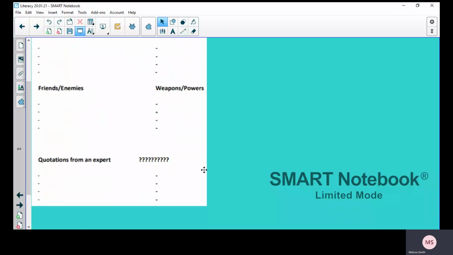And then the last section here, where you've just got the question marks, I want you to think of any other additional information. So anything about your monster that you have not included in these previous categories, but you would like to include. Right then, that is your literacy lesson for today.